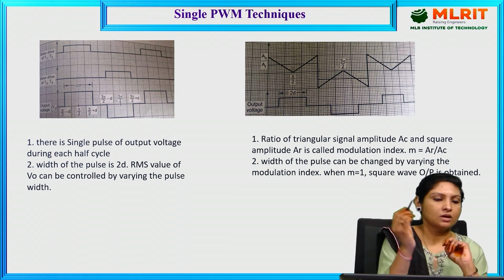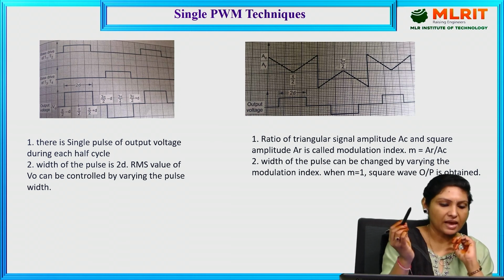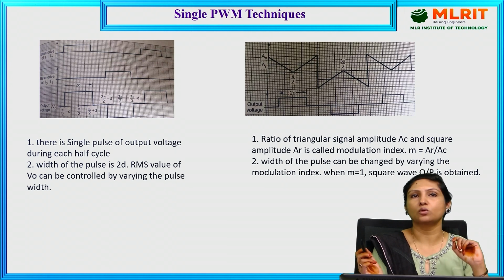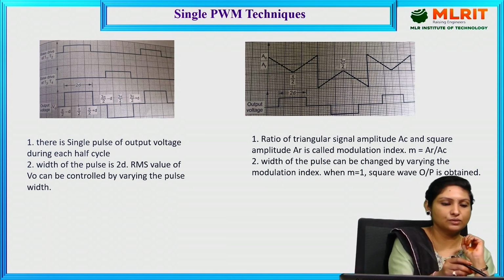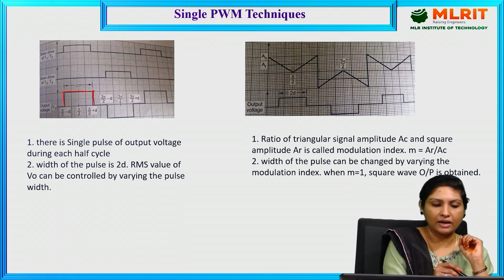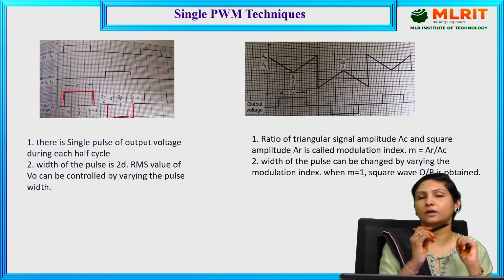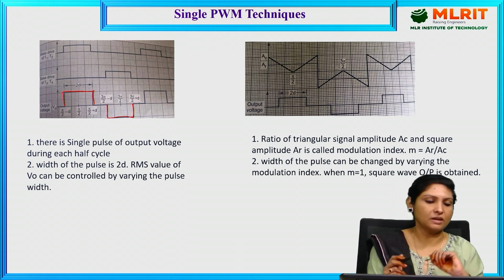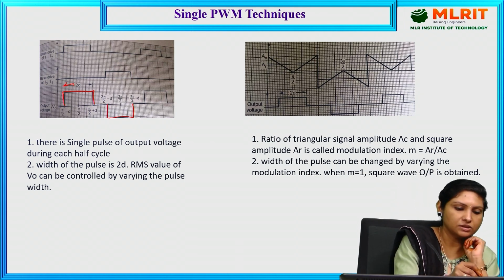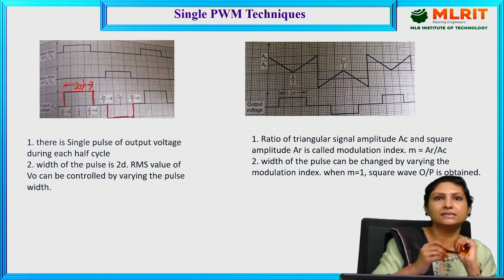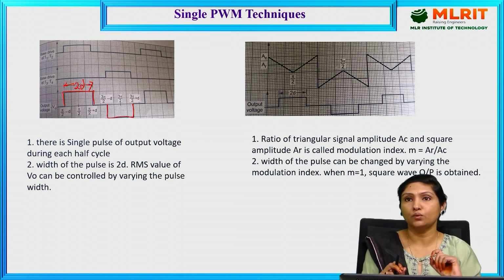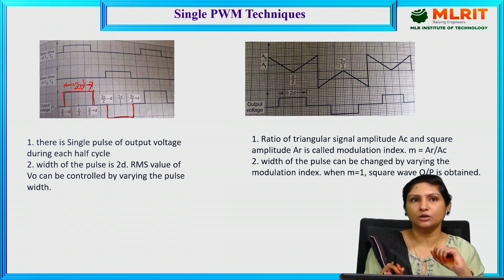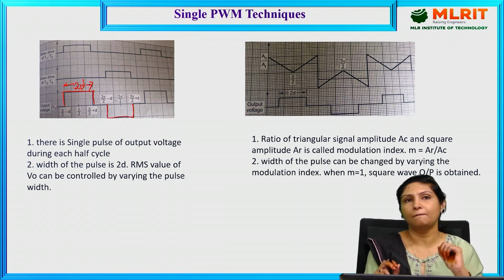So here, there is a single pulse of output voltage during each half cycle. If you see here, there is a single pulse width in a particular half cycle, and in another half cycle there is another pulse width. The width of this particular pulse is 2D, and the RMS value of the output voltage can be controlled by varying this pulse width.